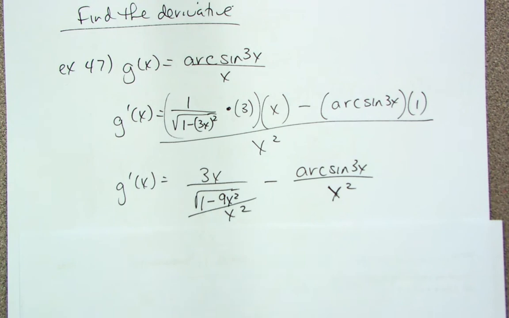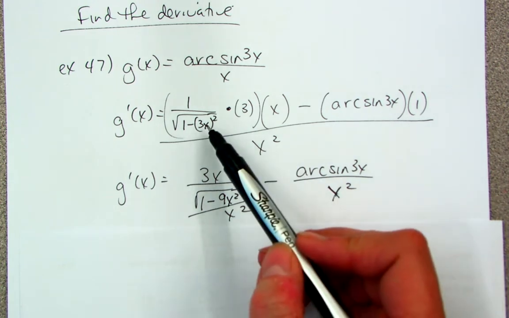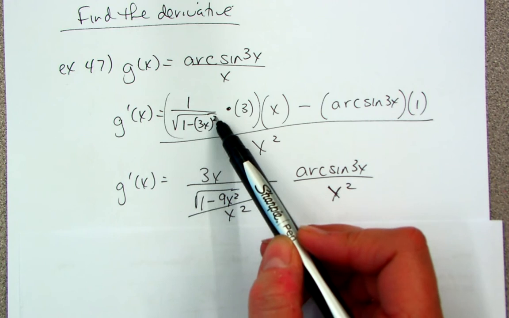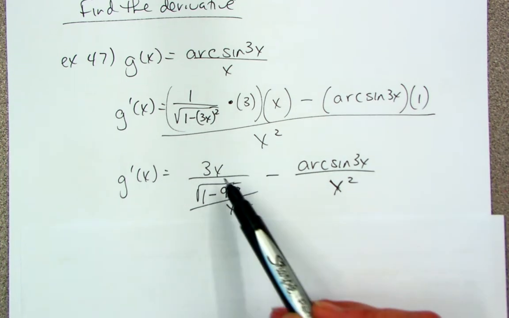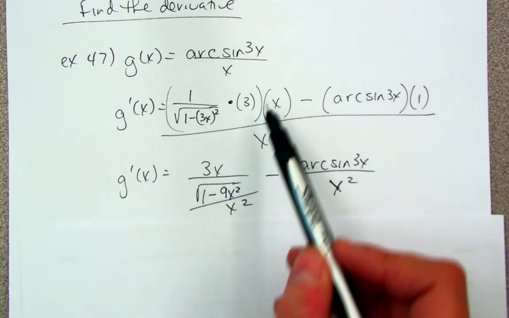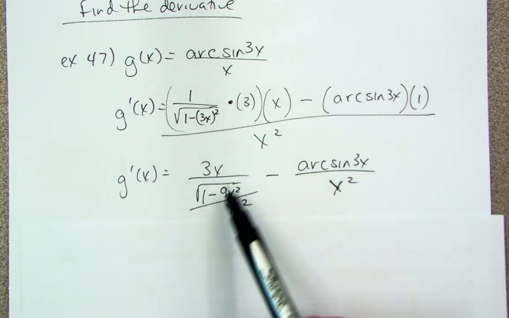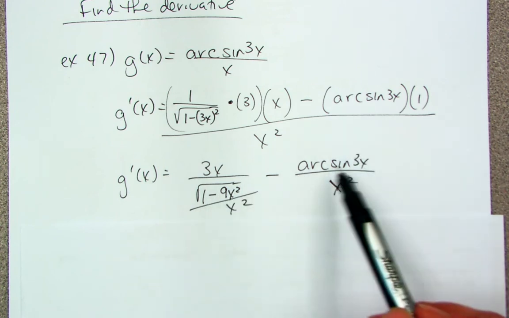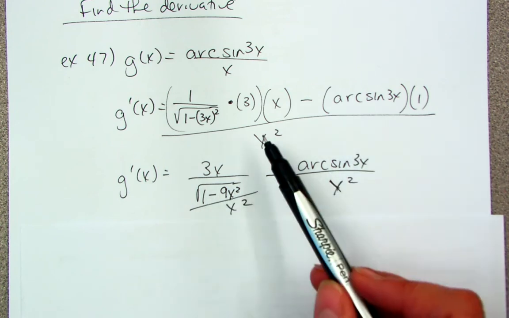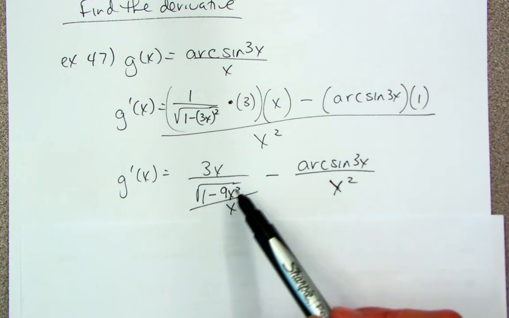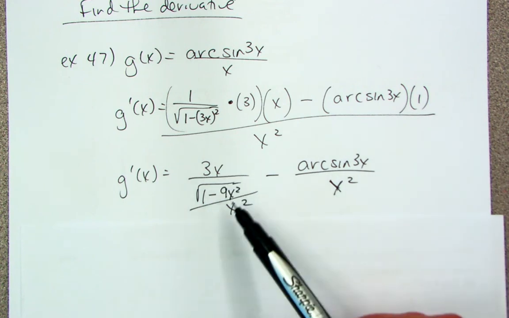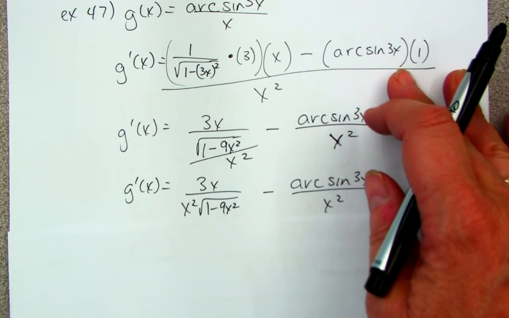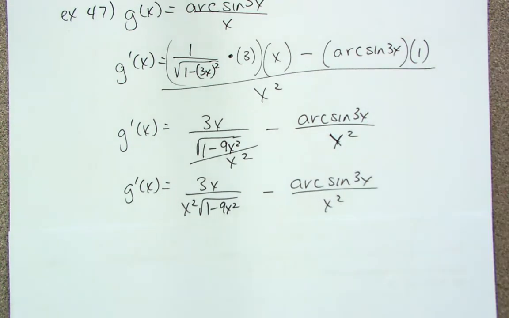So now what I wanted to do was to get rid of the parentheses here. So the 3 gets the square and the x gets the squared, so it's 3x, 3 times x, 3x in the numerator, square root of 1 minus 9x squared, minus arc sine of 3x, and I put the x squared underneath this numerator and the x squared underneath this denominator, and realized it's a complex fraction. I need to multiply by the reciprocal.